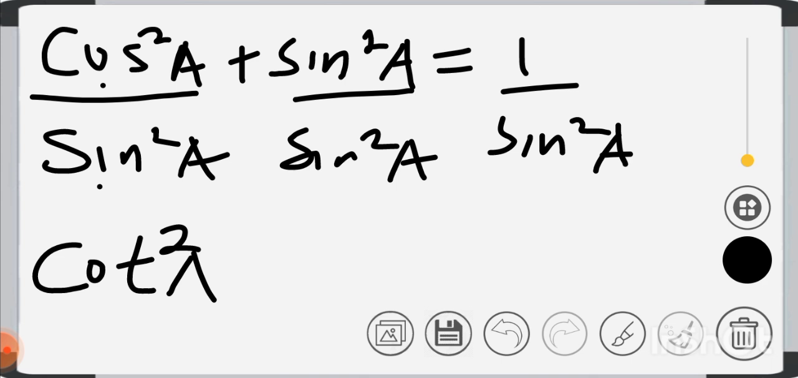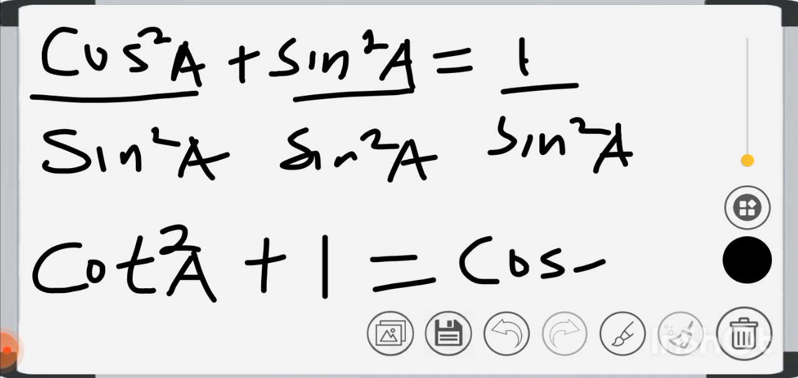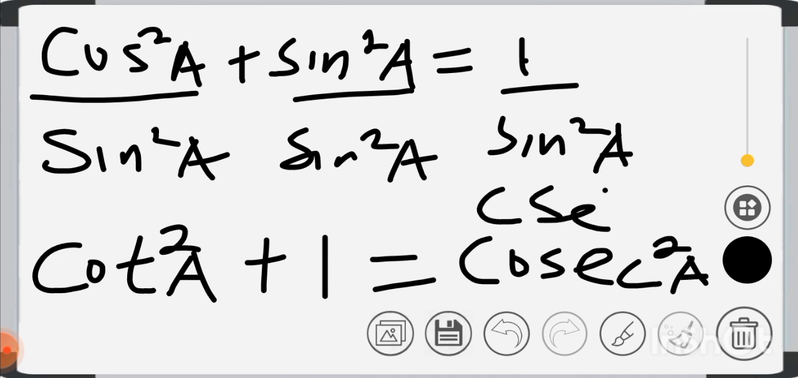squared a, because this one is carrying square, plus this one. Remember, sine over sine is 1. This divided by this will be 1, which is equal to 1 over sine squared, which is cosec squared a. Now if you want to write cosec, you can just write CSC. CSC squared a. That is cosec for you, just your shorthand way of writing it.